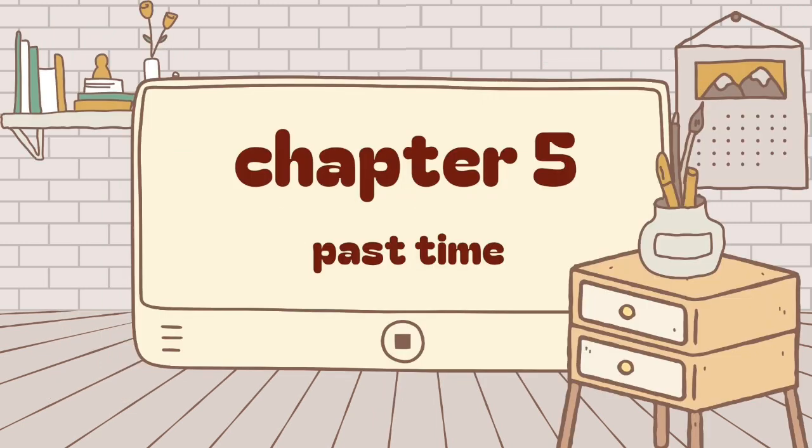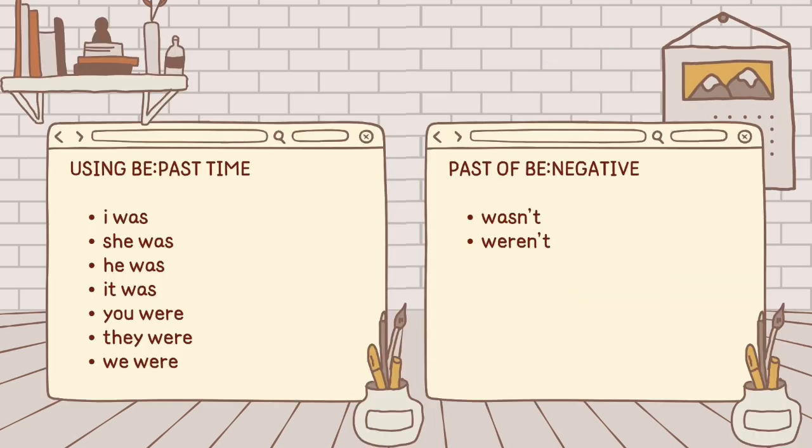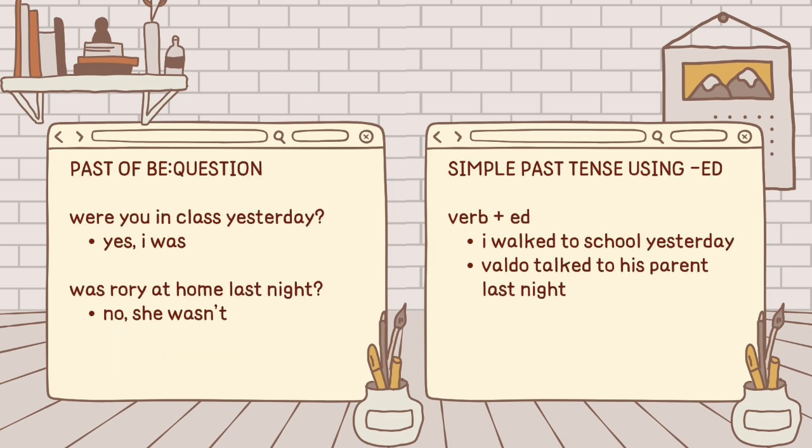Chapter 5, Past Time. Using be in the past. I was, she was, he was, it was, you were, they were, we were. For singular, using was, and for plural, using were. And for the negative, just add not after the past of be. For the question, just place the be first.